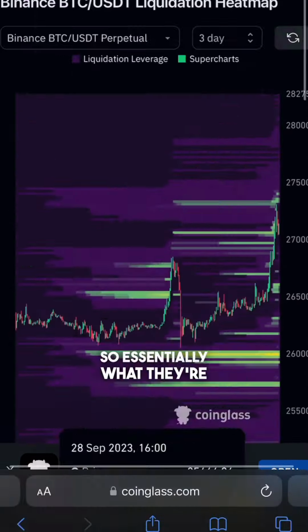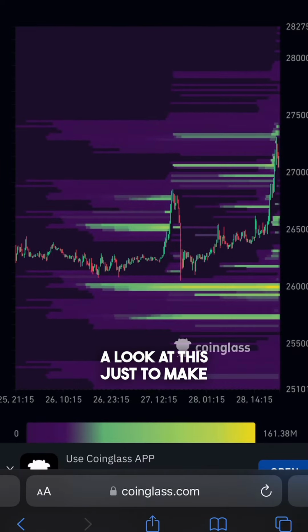So essentially what they're saying is, if you have a look at this, just to make sure that you guys understand, the purple areas mean that there's no liquidity in those areas, and the more yellow and green it gets means that there's a concentration of a lot of liquidity in those areas.